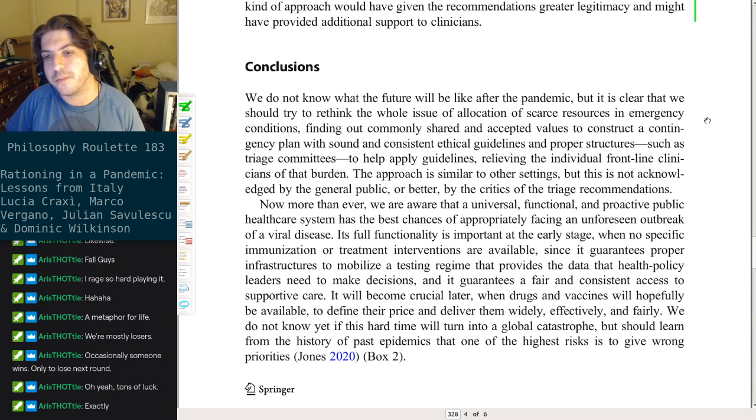We do not know what the future will be like after the pandemic, but it is clear that we should try to rethink the whole issue of allocation of scarce resources in emergency conditions, finding out commonly shared and accepted values to construct a contingency plan with sound and consistent ethical guidelines and proper structures, such as triage committees, to help apply guidelines, relieving the individual frontline clinicians of that burden. The approach is similar to other settings. This is not acknowledged by the general public, or better, by the critics of the triage recommendations.